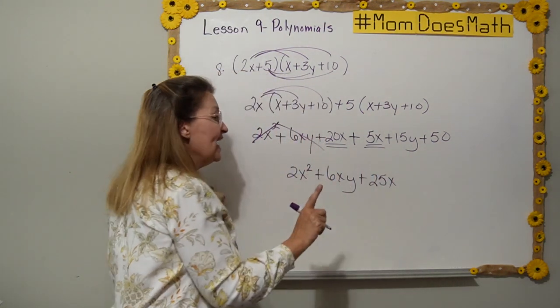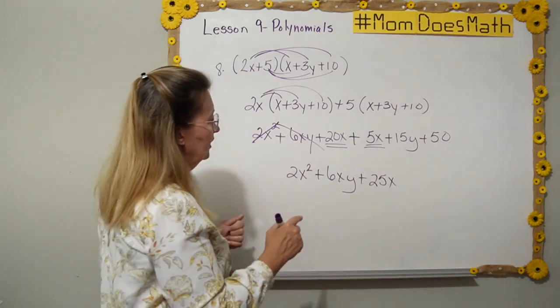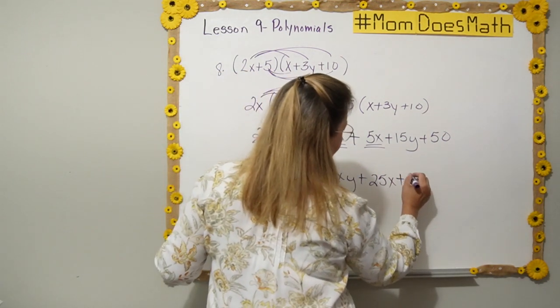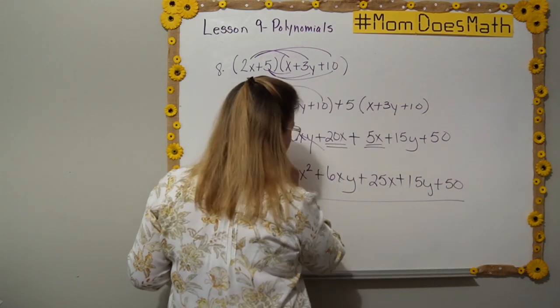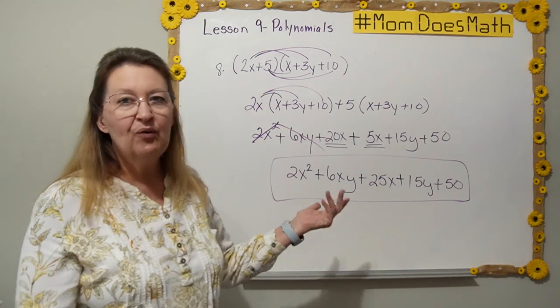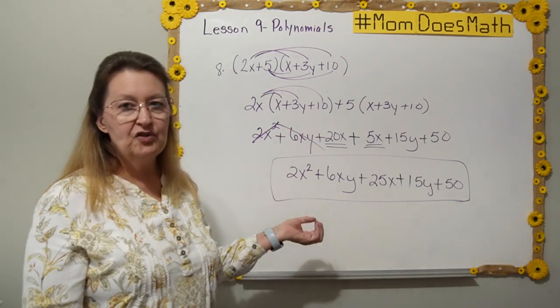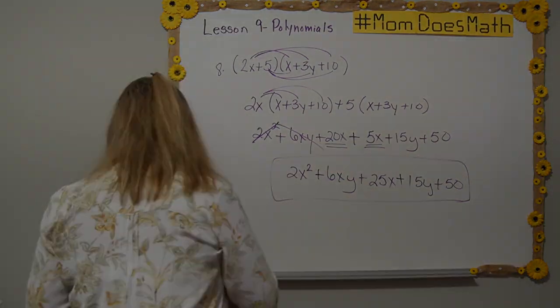Remember, when you add variables, you don't change your exponents. And then I'm going to have 15y and 50. Nothing else will combine. So, yes, it's long, but it wasn't that hard. It was just doing the same thing over and over and over. Let's look at the next one.